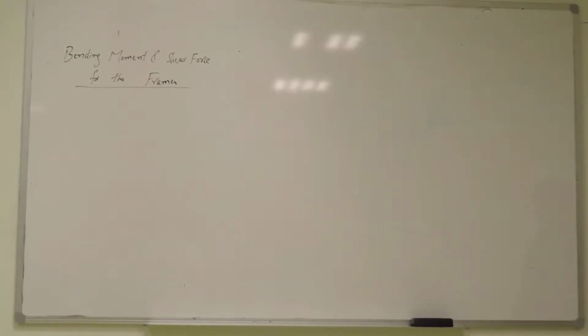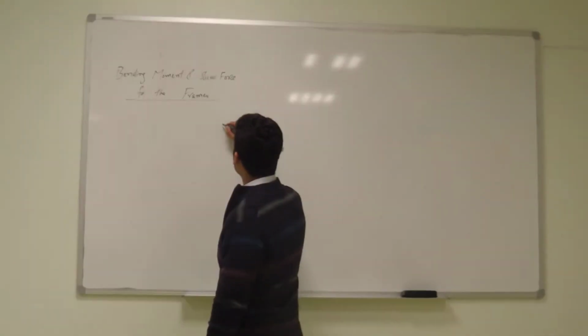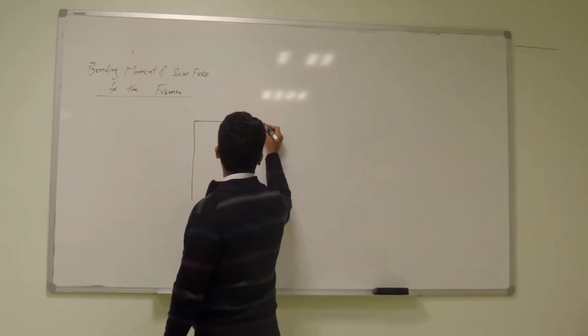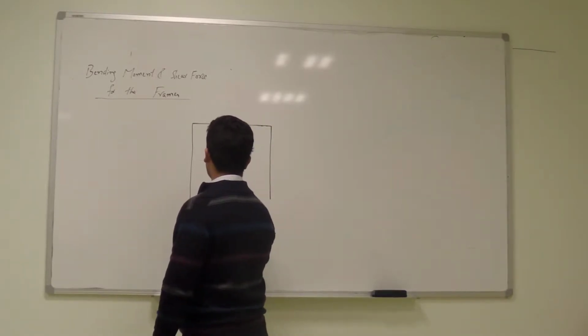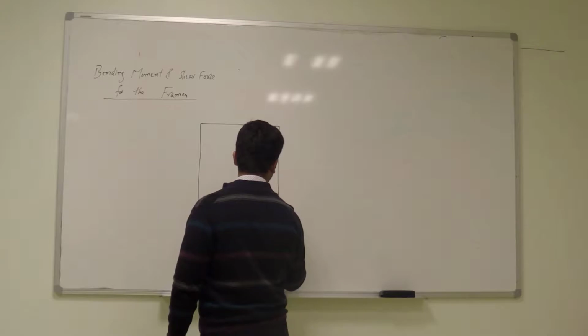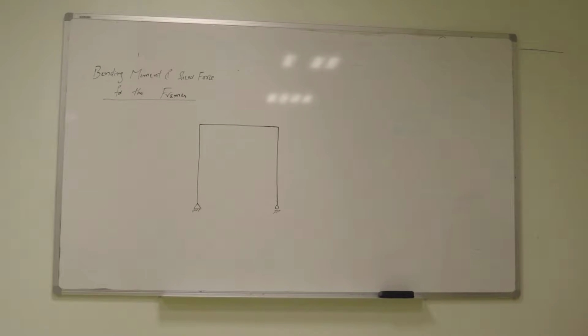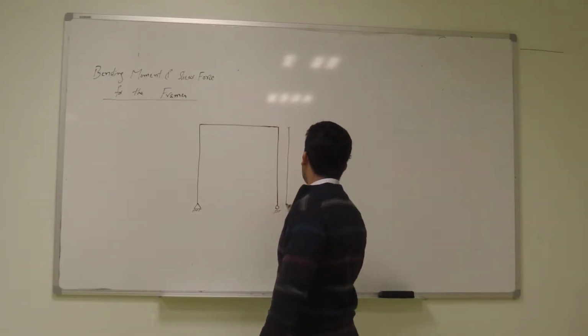Let's solve problem 439. So we have a frame, simply supported on this side and a roller on the other side. A is a pin, D is a roller. The load is 12 kilonewton per meter on AB. This height is 4 meter and the width is 5 meter.